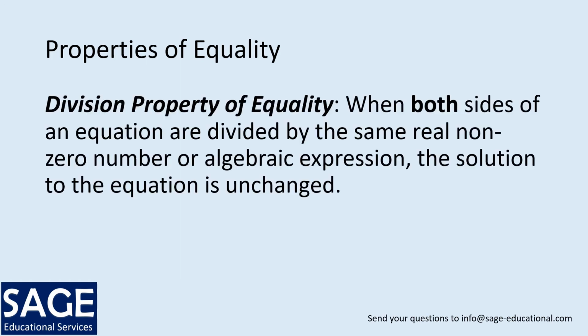A similar property is the division property of equality, which says that if both sides of an equation are divided by the same non-zero real number or algebraic expression, the solution to the equation is unchanged. So we have 2x = 6. If I divide both sides by the same number, 2, then the solution will remain unchanged. 2 divided by 2 gives me 1, leaving me with just x, and 6 divided by 2 is 3. So the solution to the equation 2x = 6 is x = 3.